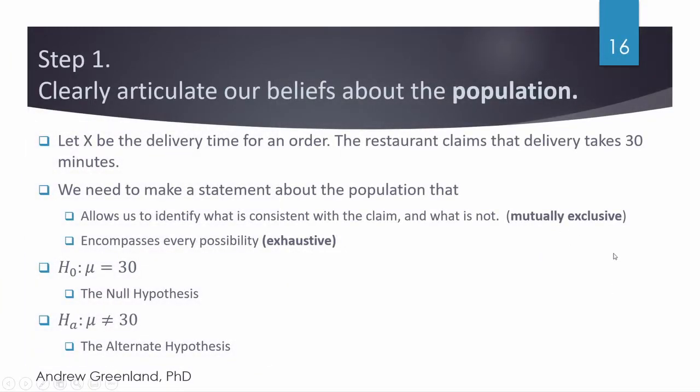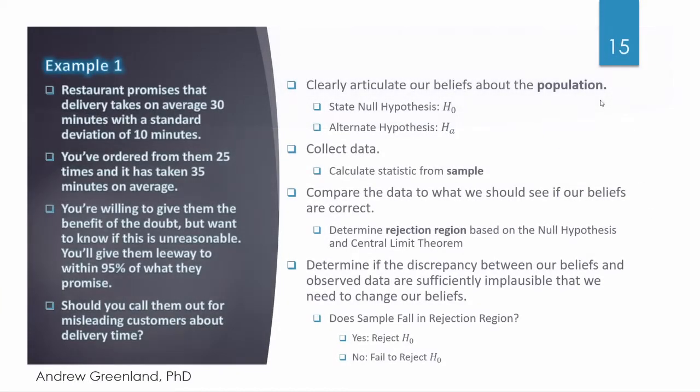So we're going to go through the same set of steps. We're going to clearly articulate our beliefs. We're going to collect the data. We're going to compare it to the distribution that we think generates that data. And then we're going to determine if the discrepancy is big enough to change our mind about the delivery time. So we'll do these step by step.